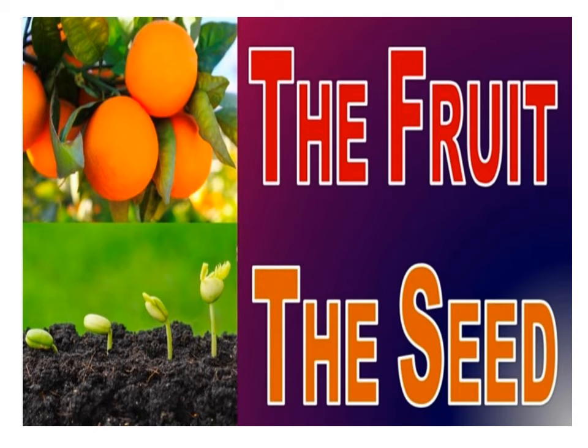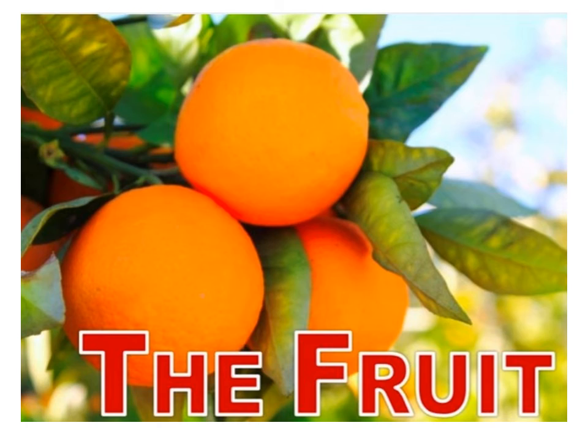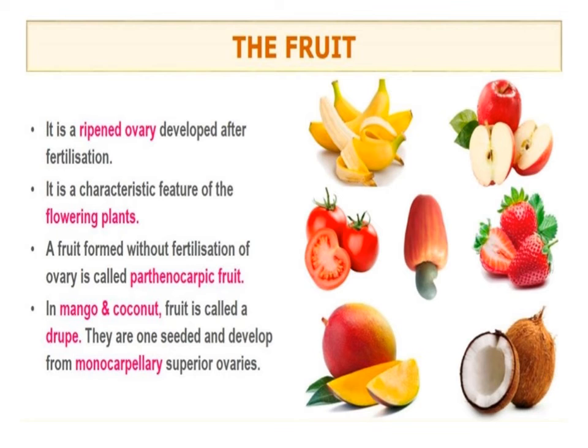The fruit and the seed. The fruit. A fruit is a mature or ripened ovary developed after fertilization. It is a characteristic feature of the flowering plants. If a fruit is formed without fertilization of the ovary, it is called a parthenocarpic fruit or seedless fruit, for example banana.